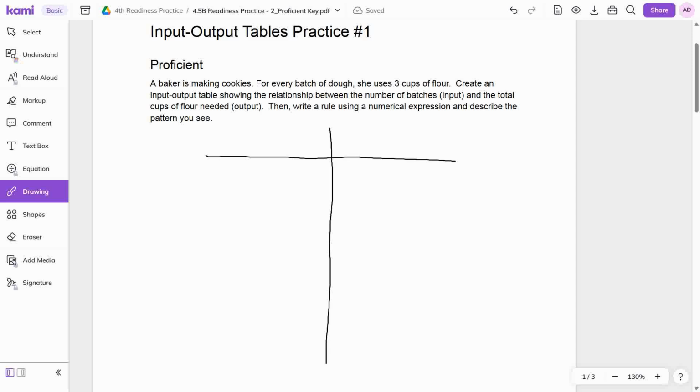And we want our input to be number of batches. So I'm just going to put batches. And typically, when we make our input-output table, if we make it like this to where the columns are left and right, we have our input on the left and our output on the right, though it doesn't always have to be like that. And then batches, and then flour.